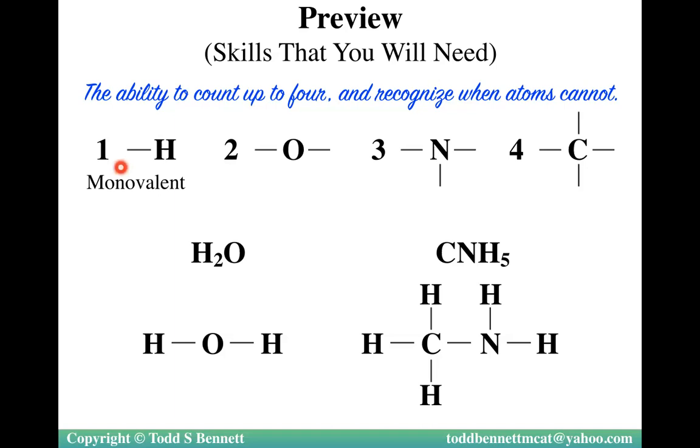Break it down. Mono, 1 valent, 1 connection in the valent shell. So hydrogen has 1 valence electron, it makes 1 bond. Oxygen makes 2 bonds using its valent shell, so we call it divalent. Nitrogen makes 3, trivalent, and carbon makes 4, tetravalent. So it's important to know mono 1, di 2, tri 3, tetra 4, and so forth, and valent connections to the valent shell, outermost shell.